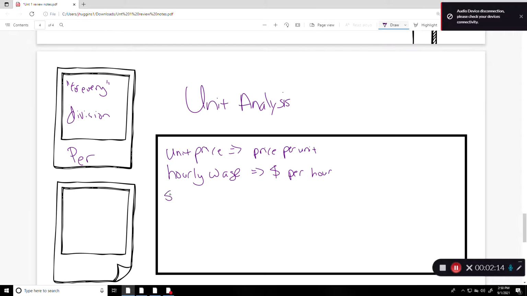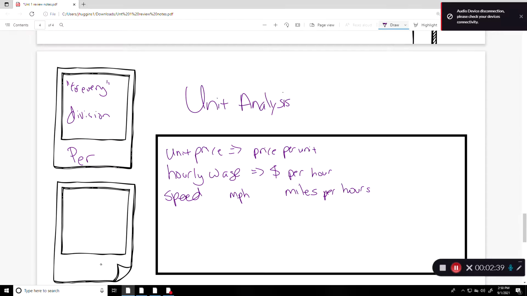Another one that we see per in a lot is just speeds. If you'll remember, speed is a distance per time. We commonly see miles per hour, mph, and that's miles divided by hour. So if I drove 4 miles in half an hour, I can divide those two. That's 8 miles per hour. We also did some conversions with those.